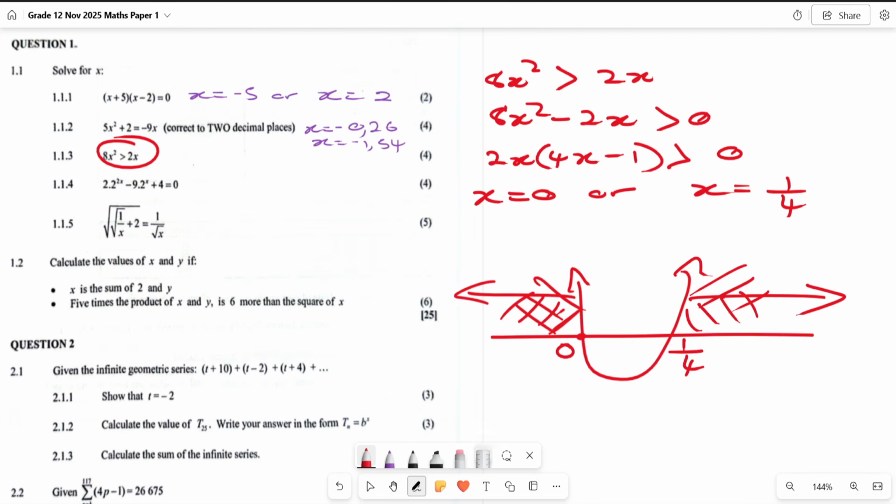Very simple. Actually, we're not going to say in between. We're going to say x is less than 0. Why do I have 0 there? Why do we say x is less than 0?